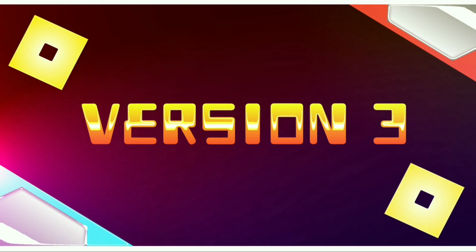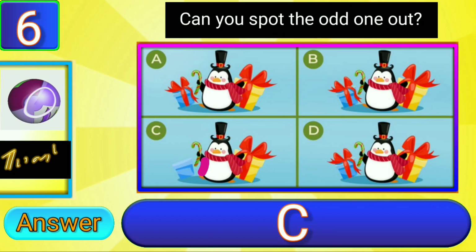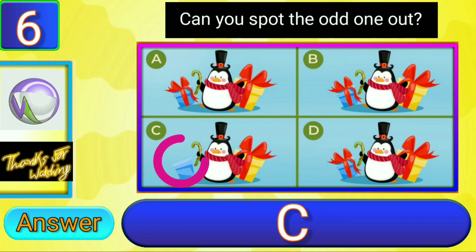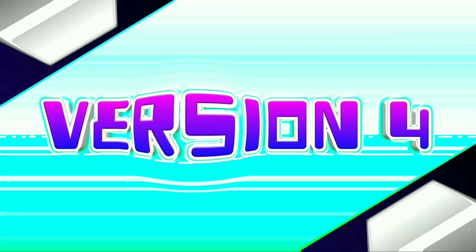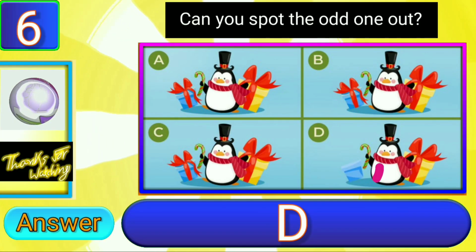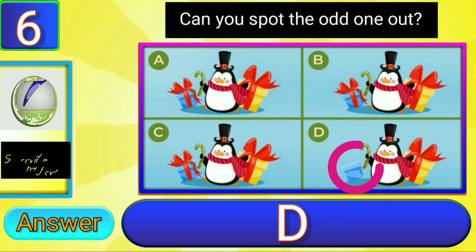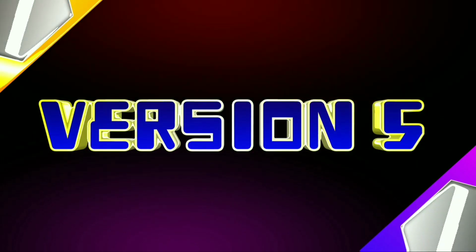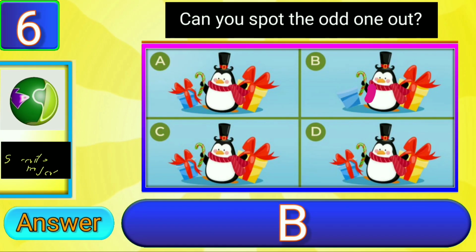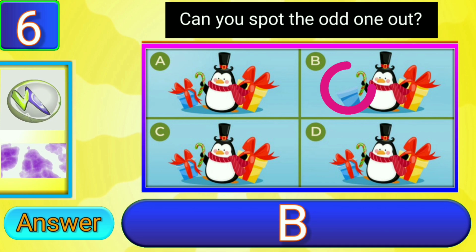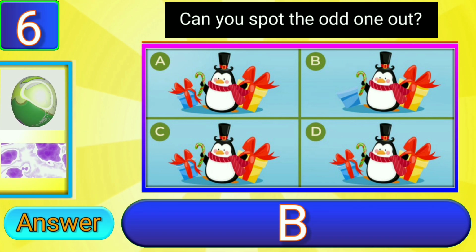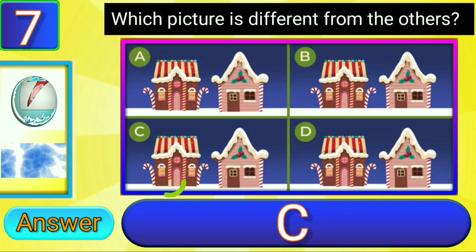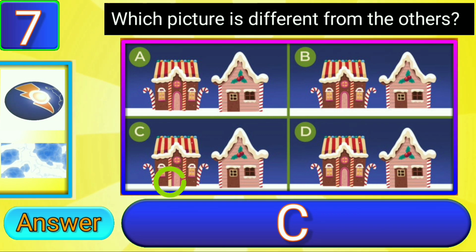Version 3. Question. Can you spot the odd one out? Answer C. Version 4. Question. Can you spot the odd one out? Answer D. Version 5. Question. Can you spot the odd one out? Answer B. Question. Which picture is different from the others? Answer C.